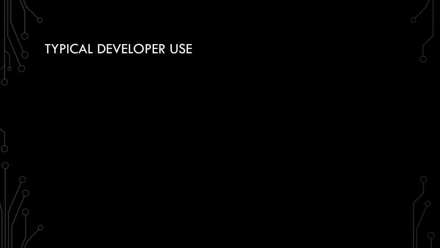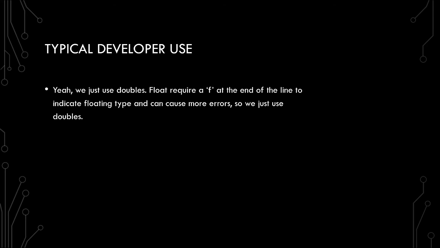But the typical developer, we just use doubles. Floats require an F at the end of the literal to indicate that it is a floating type. If you forget that, it could cause errors, because then it just goes into an integer or it doesn't compile, depending on how your compiler works and catches errors. There are a lot of issues that floats can cause that you don't typically pick up on really quickly. So we all just use doubles. It's much easier and it has higher precision. So if we ever need that higher precision, we have it available to us. It takes up a bit more storage, but it is there for us to use.